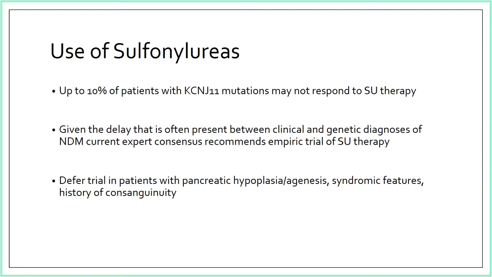So we know that mutations in the potassium-sensitive ATP channel are the most common cause of permanent neonatal diabetes. So there's a pretty good chance that the child is going to have one of these 2 mutations. And so going ahead and starting the sulfonylurea empirically, knowing that earlier initiation can have such a positive benefit as far as neurocognitive comorbidities, that's the expert consensus right now. In patients who have pancreatic hypoplasia or agenesis, if there are any syndromic features or if there's a history of consanguinity, then the trial should be deferred.